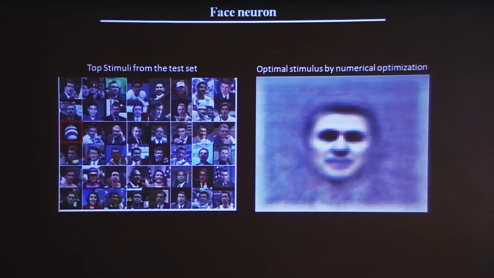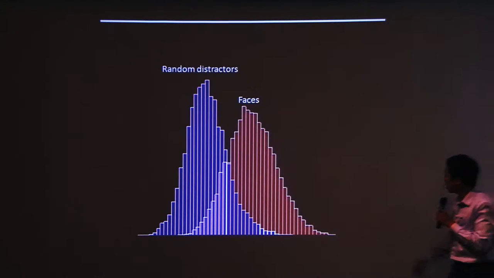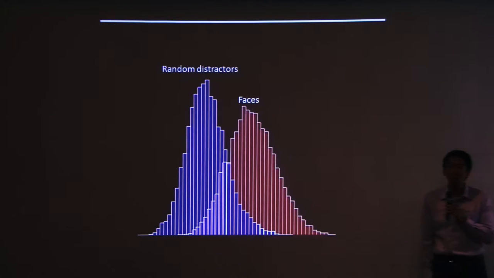So just to summarize what this means: we trained a huge algorithm on a ton of video and images, and the algorithm, quote, invented the notion of face detection by itself. This is the histogram of this particular neuron's responses to faces or to random distractors. All the things it responds to most strongly are faces.